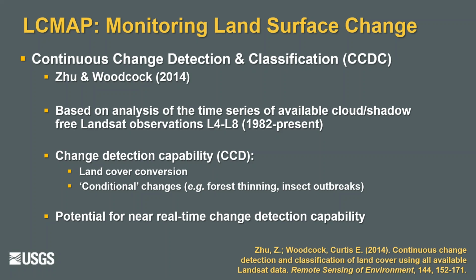The approach is called CCDC, but the last C is classification. So the change detection capability is something that allows us to identify pixels that have either had a land cover conversion, for example, like that grass to crop conversion, or conditional changes, for example, like forest thinning or insect outbreaks where the cover doesn't change. The cover type is still forest, for example, but an event has happened. And it has the potential for near real-time change detection.